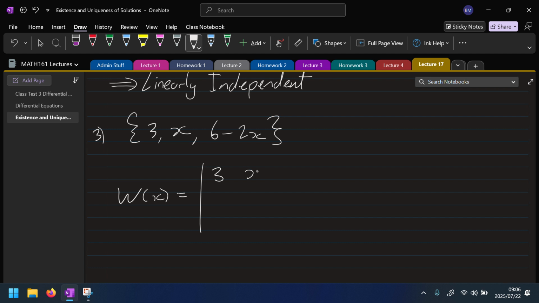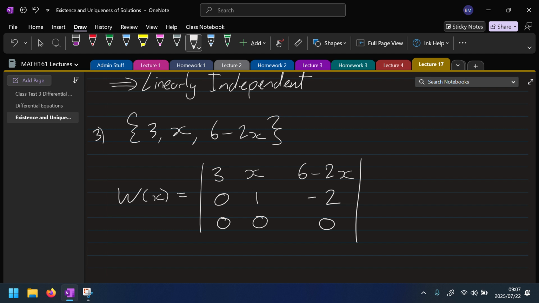So we've got 3x and 6 minus 2x. Okay, next row, we take the derivative. So that will be 0, 1, minus 2. Next row, we do the derivative again. So that will be 0, 0, 0.